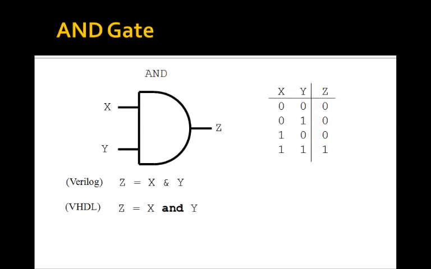Okay, let's look at the AND gate next. The AND gate has two inputs, X and Y, and a single output Z. The output Z is 1 if both inputs are 1. It's 0 if either or both inputs are 0. In Verilog, we use this ampersand symbol to indicate the AND operation. Whereas in VHDL, we have to type out the entire word AND.